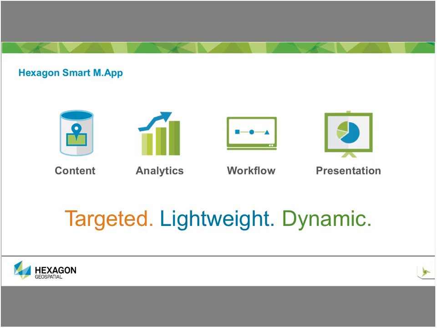Characteristics of a Hexagon Smart Map: firstly, they are targeted. They're sort of moving away from general purpose heavyweight solutions to much lighter weight, targeted solutions that pinpoint and provide a solution to a unique business problem. And the dynamic nature I've already spoken about.